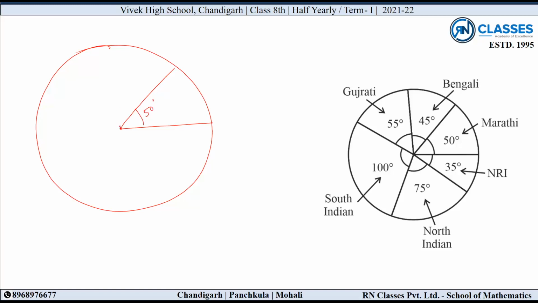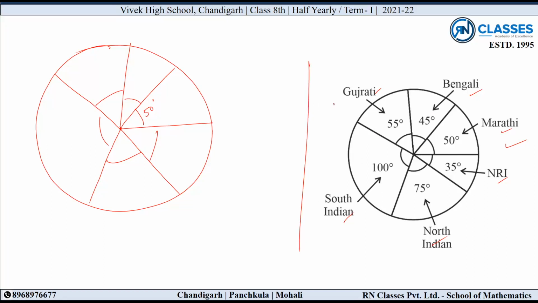ठीक है? देन यू विल मेक इट एज 45 डिग्रीज, देन 55 डिग्रीज, 100 degrees, and 75 degrees and 35 degrees, right? So on. You'll mark it. The final result will seem something like this. Marathi, Bengali, Gujarati, South Indian, North Indian, and NRI. The central angles, ऐसे ही marking करोगे, you will get full marks.